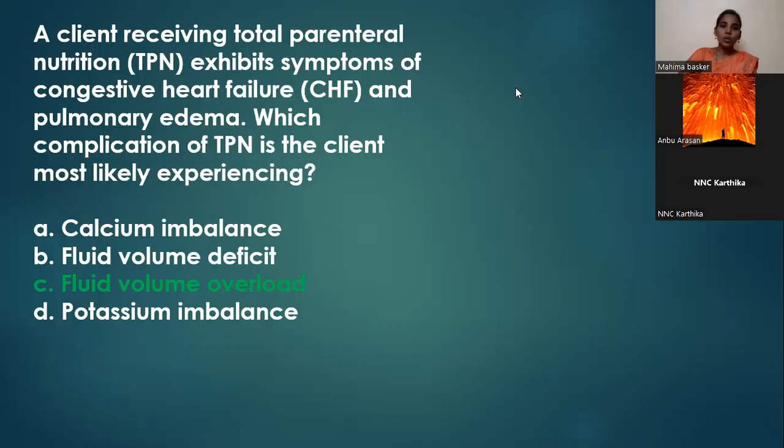Okay. Next one. Client receiving total parenteral nutrition exhibits symptoms of congestive heart failure and pulmonary edema. Which complication of TPN is the client most likely experiencing? There is congestive heart failure and pulmonary edema because the patient has fluid overload. So much TPN is infused that it stagnates in the lungs, causing pulmonary edema, as well as in the heart, causing congestive heart failure. So it is fluid volume overload. Got the point? If BP is decreased and temperature increased, that is septicemia.